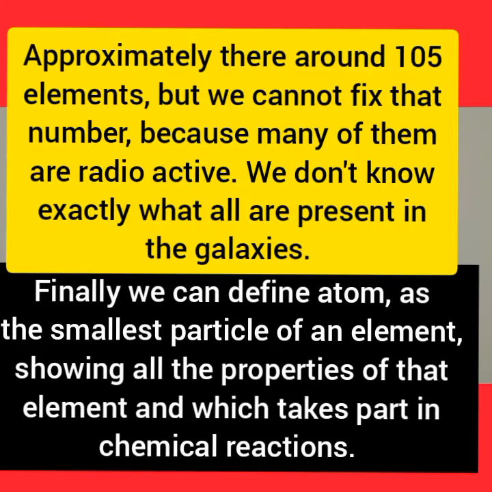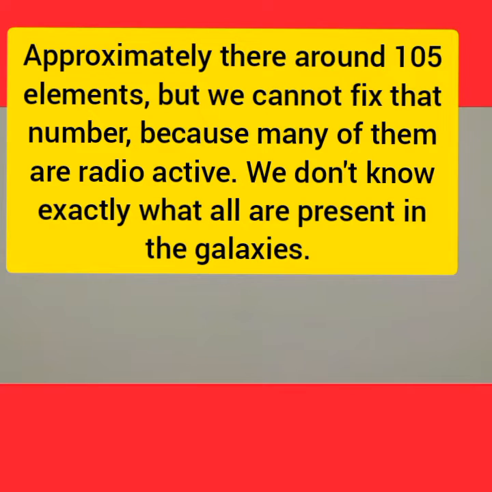As we know, there are approximately 105 elements. We cannot be sure because the last elements are radioactive. We are not sure whether there are more or less, and that number is not fixed. That can vary, and we are not sure because there are many radioactive substances in that.